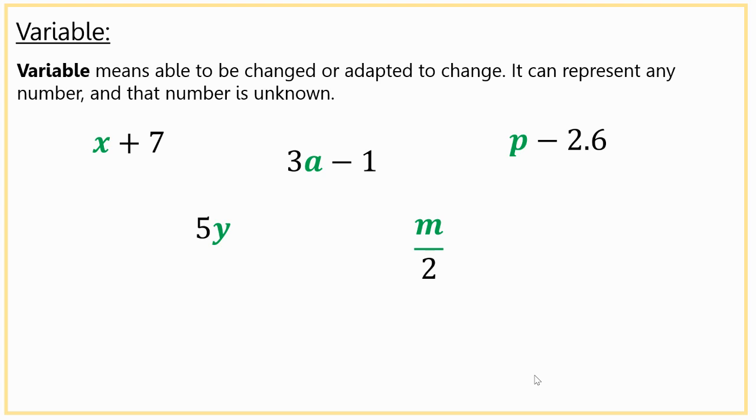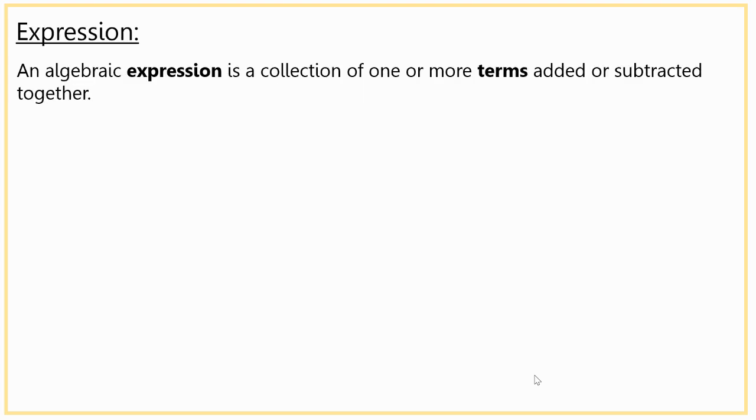Usually we just think about this as a number, which we don't yet know. So that's x, a, p, y, m in the ones that you can see on the screen. All of those different letters represent a number that we don't yet know.